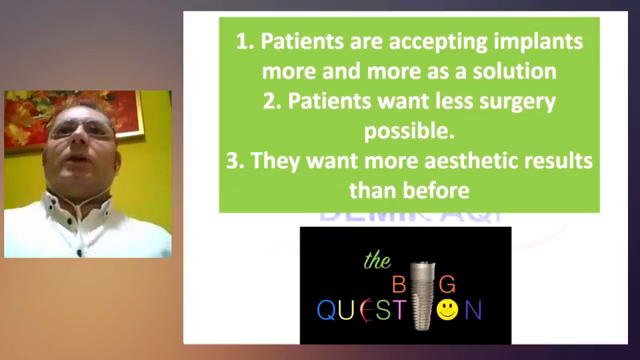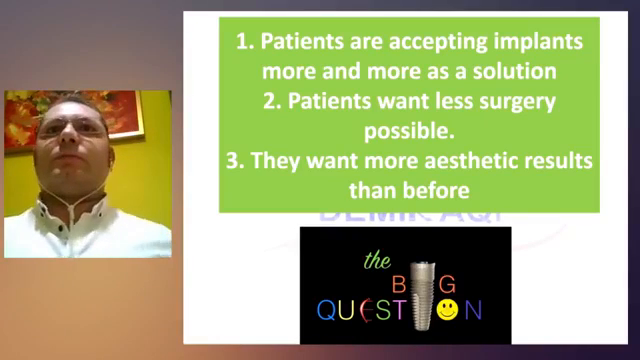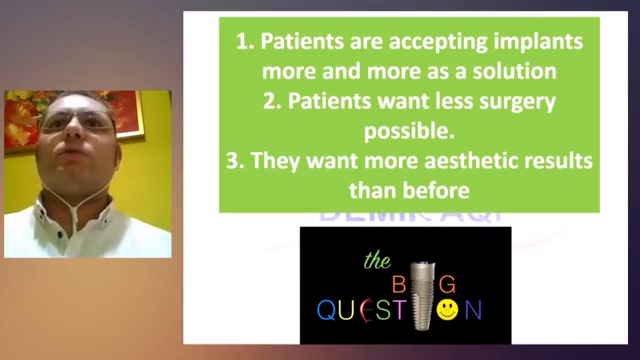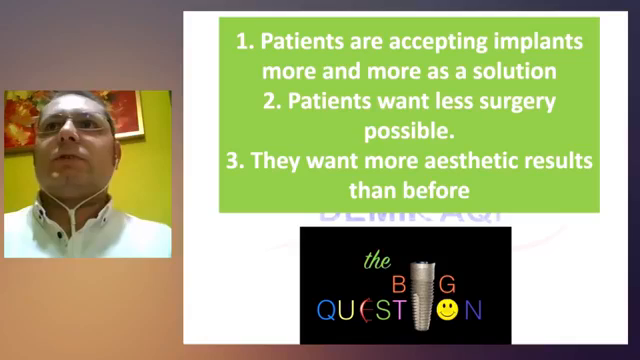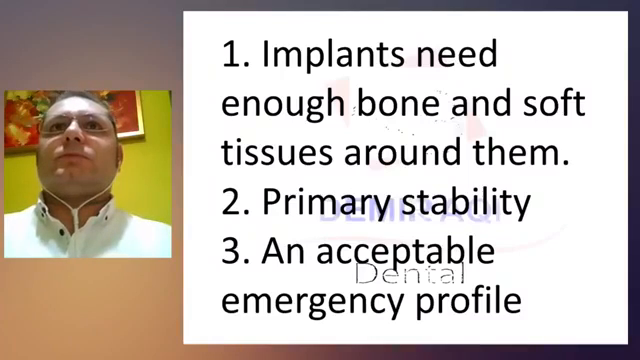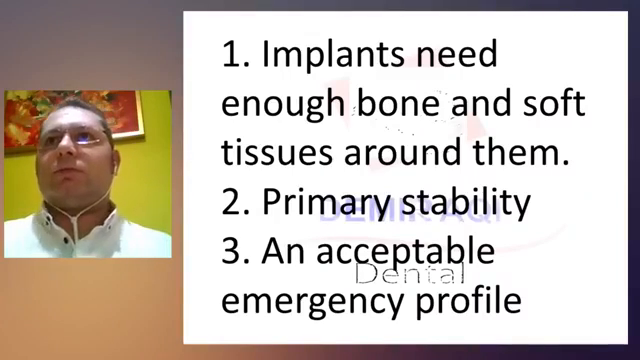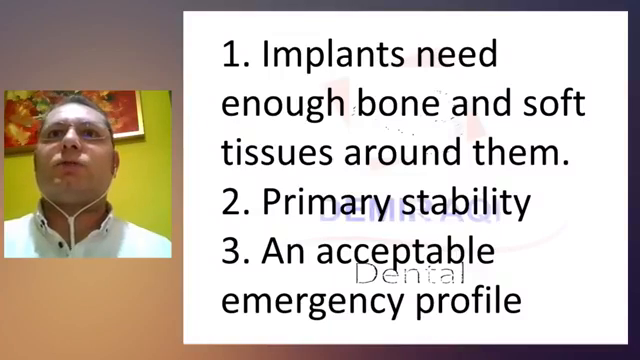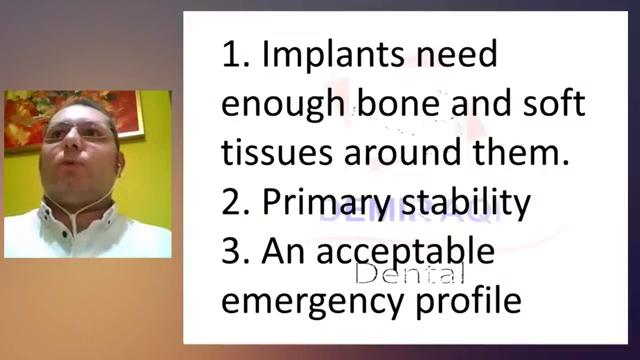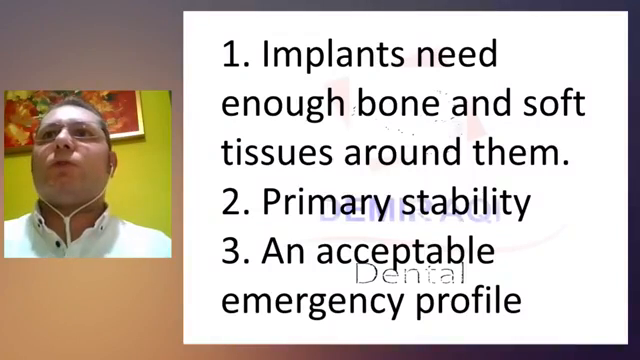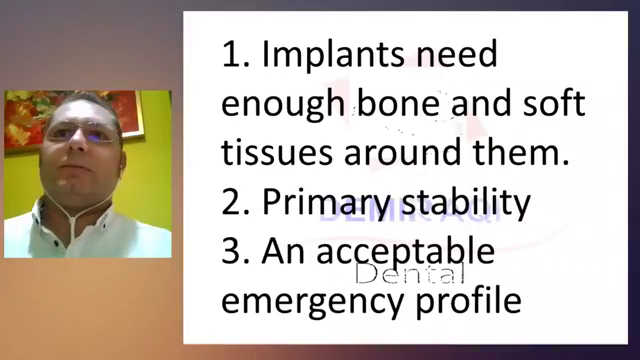So, good news: patients are accepting implants more and more as a solution, but patients also want as little surgery as possible, and they want more aesthetic results than before, which is why we need to pay more attention to what we are doing. The implants, as we know, need enough bone and soft tissues around them. Otherwise, they will fail sooner or later on. They need primary stability and good bone and implant contact. And of course, we need an acceptable emergence profile to mimic natural teeth.